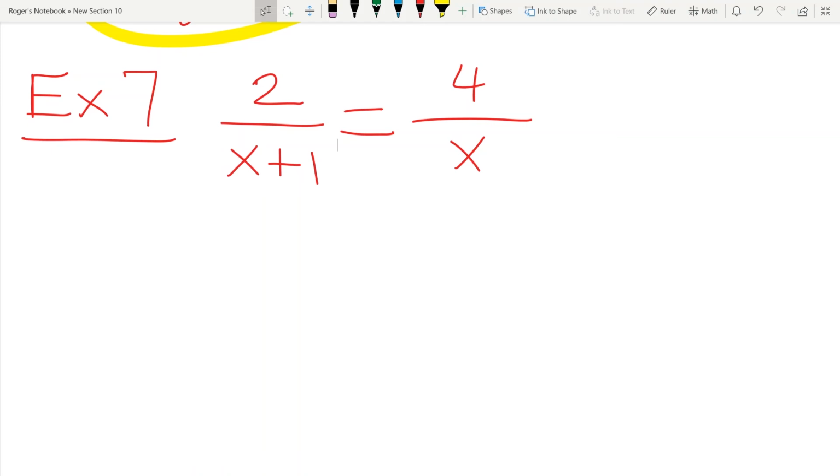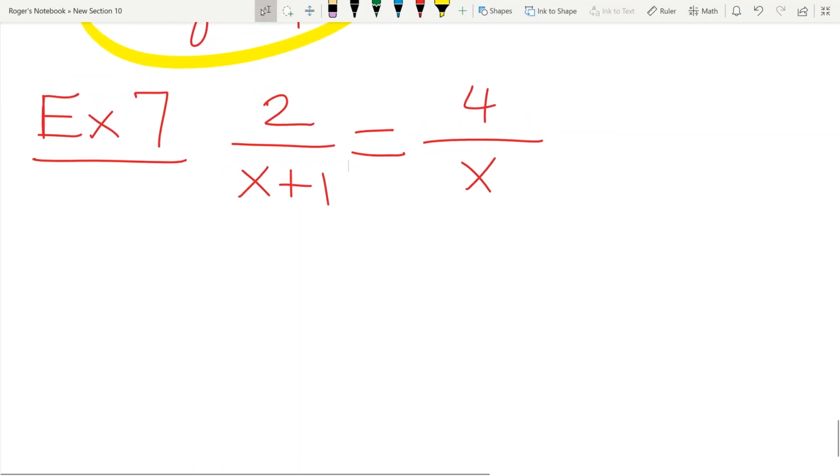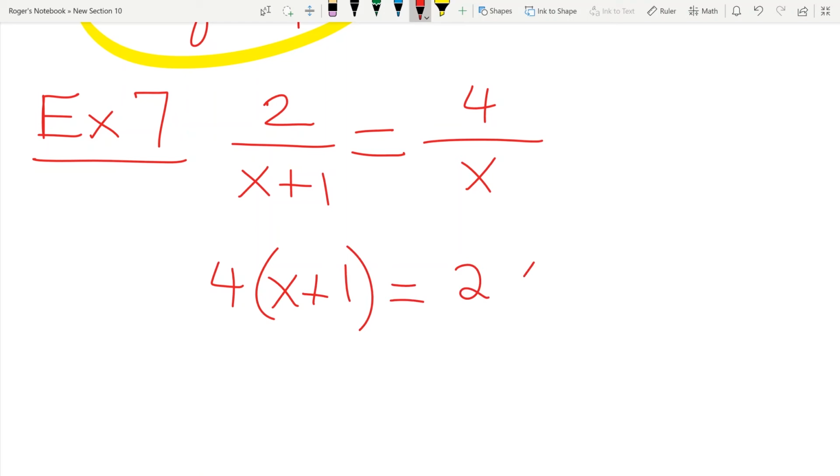No problem. You can cross multiply. So notice that 4 times x plus 1 will be equal to 2 times x. Isn't that slick? Let's multiply 4x plus 4 equals 2x. Oop, not 24, 2x. Where did I get 24? Sometimes my brain does funny things. Okay, here we go. Let us continue on.